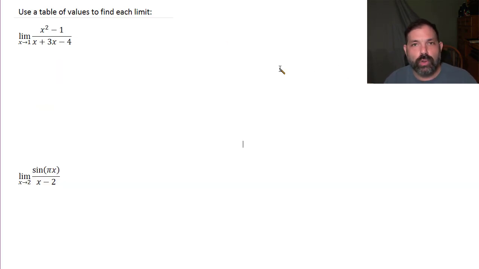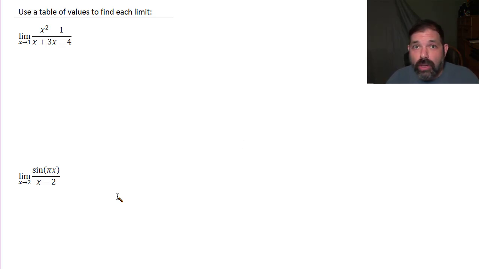So here's a couple of exercises. I'd like for you to try these on your own using your calculator. Now, one thing to be careful about in the second exercise is we have a sine function, sine of pi x over x minus 2. Make sure your calculator is in the correct mode. We assume radian mode unless we are told otherwise in calculus. Now would be a good time to pause. Try these out on your own.